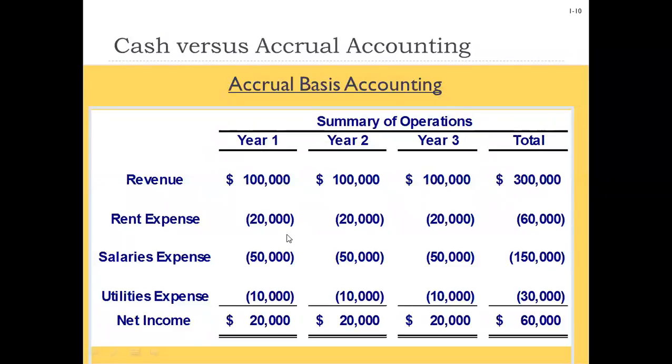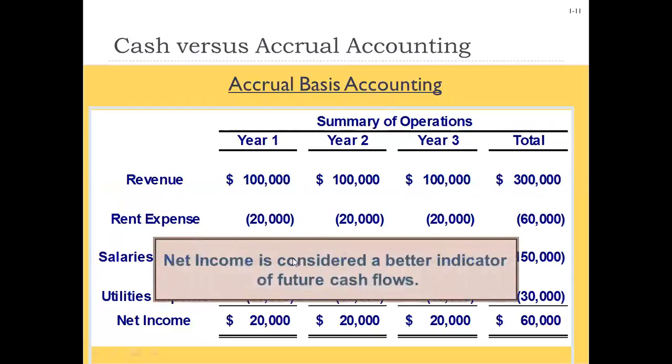The accrual basis of accounting is a better reflection of the true financial condition of a company. So all big companies use the accrual basis of accounting. Okay, and we'll see that when we do the homework on this chapter. Okay, so net income is a better indicator of future cash flows. The accrual basis is better than using the cash basis, in other words.